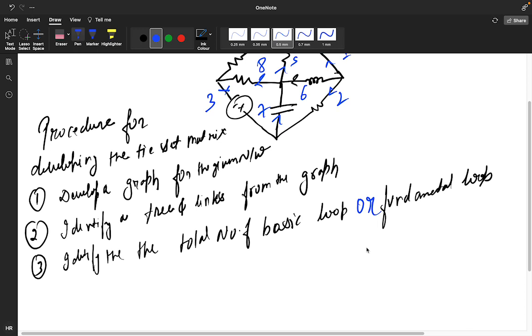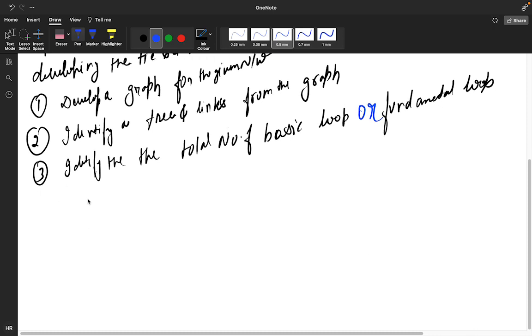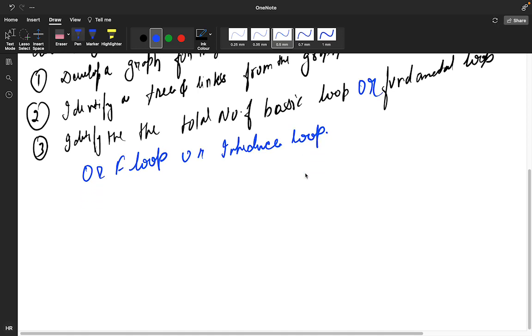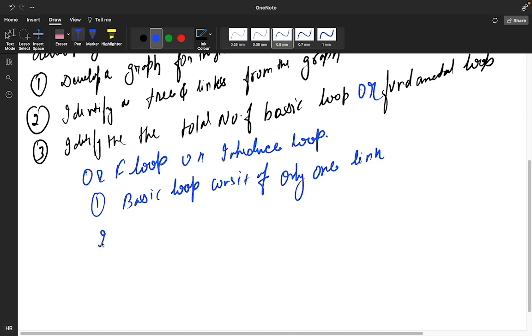So what are fundamental loops? We can say it as an F loop or impedance loop also, a lot of names are there. So a basic loop consists of only one link. What is the meaning of a basic loop? A basic loop consists of only one link. Second, the basic loop direction is the same as the link current direction.